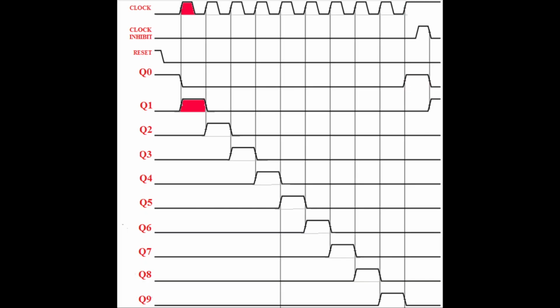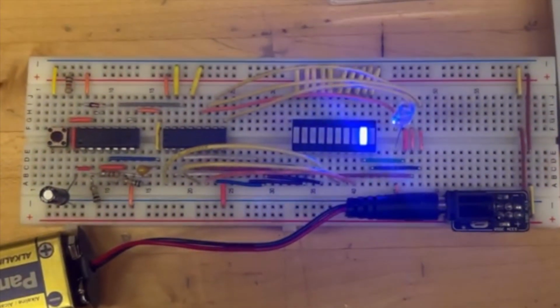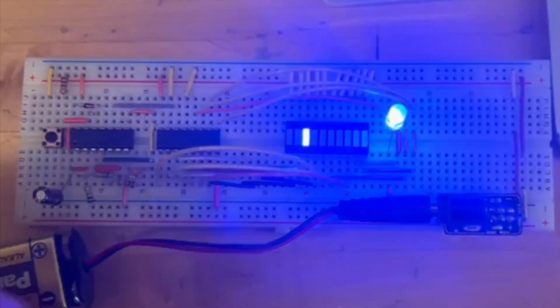The chip's outputs can be visualized here, pairing with each up and each down of the clock signal. In real life, this can be seen with a 10 LED bar graph, as seen here. The LED on the side represents the carry out, which will be on half the time.